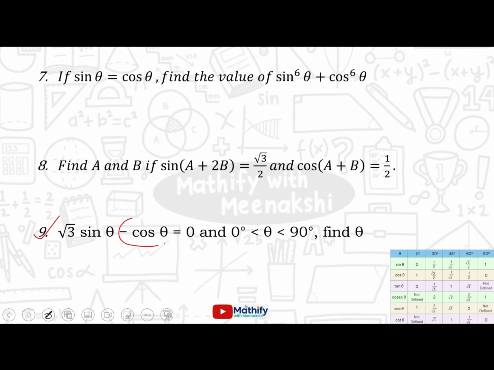So first you will transpose cos theta to that side. Becomes root 3 sine theta is equal to cos theta.